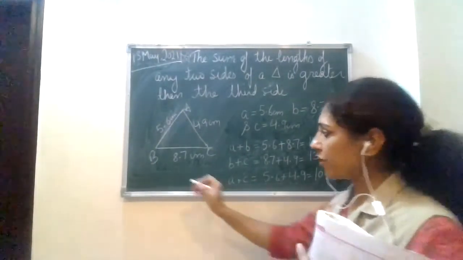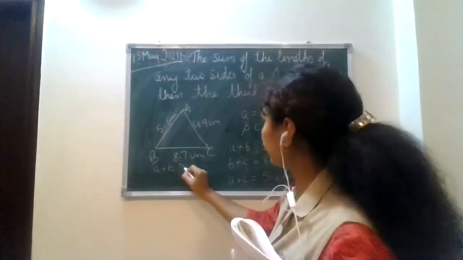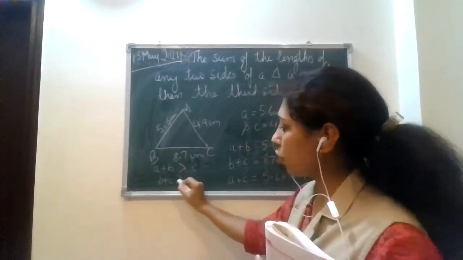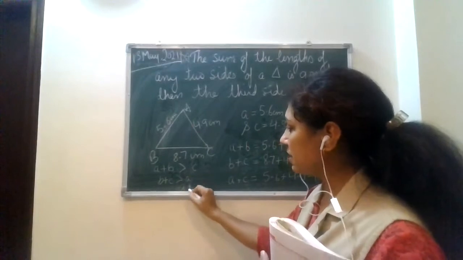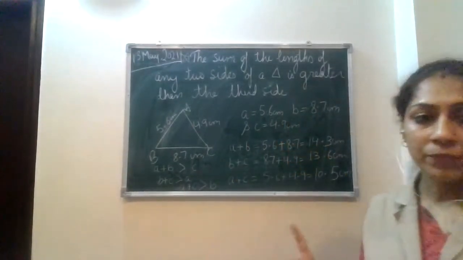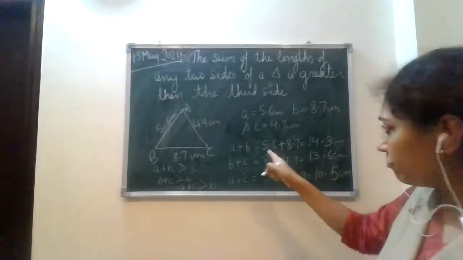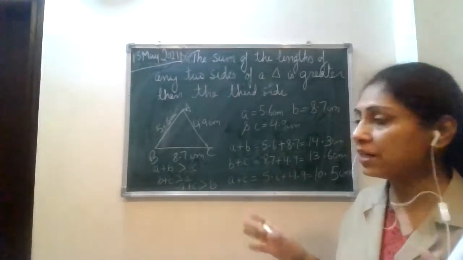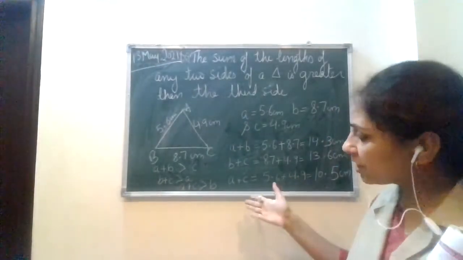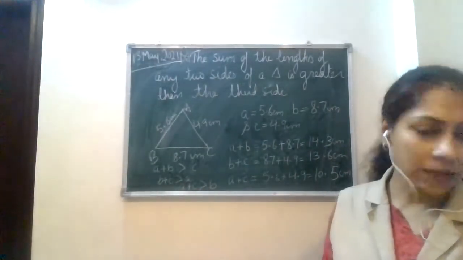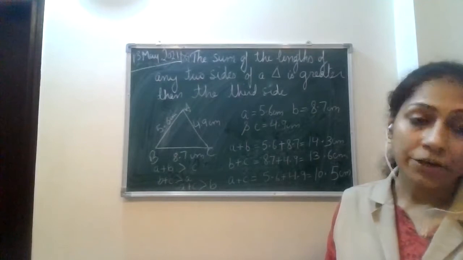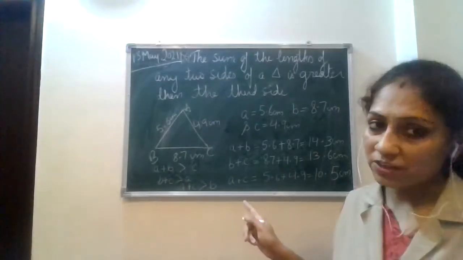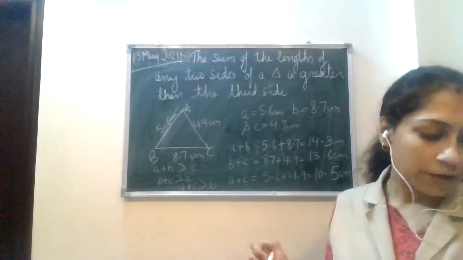I'm going to write the result also over here. A plus B is greater than C, B plus C is greater than A, and A plus C is greater than B. You can check. You can add up the values and compare with the third left out side. So for all three, it is satisfying. That means it is a triangle. In case it is not satisfied in any one of the cases, then it is not a triangle.